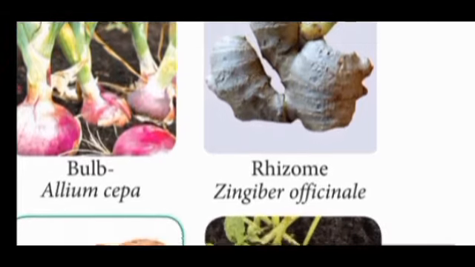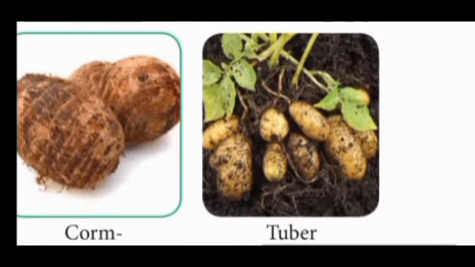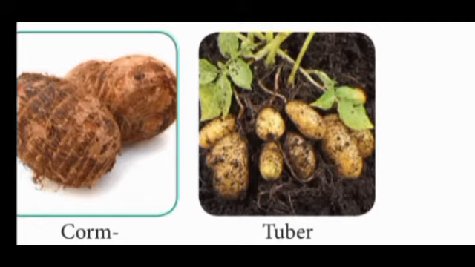The last one is a tuber. The tuber is a succulent underground spherical or globose stem with many embedded axillary buds called eyes. That is the eye of a potato. Examples: Solanum tuberosum, Helianthus tuberosus are some examples of tubers, kizhangu.